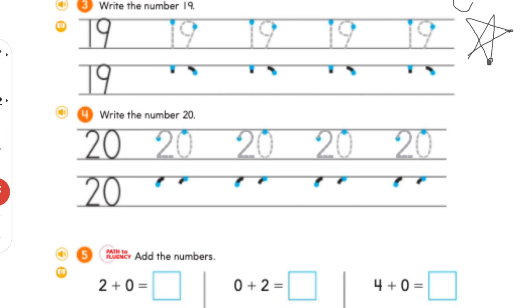Woohoo! Remember that 20 has the 2 in it, but it doesn't say 2D. No, it says 20. So when you make your 2, start at the dot, up to the top, down to the bottom, straight line across, and then make that 0. Write them all on the top. Write them all on the bottom. You can make your star or your smiley faces next to your very favorite ones.